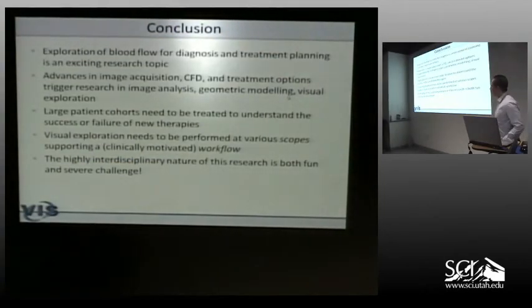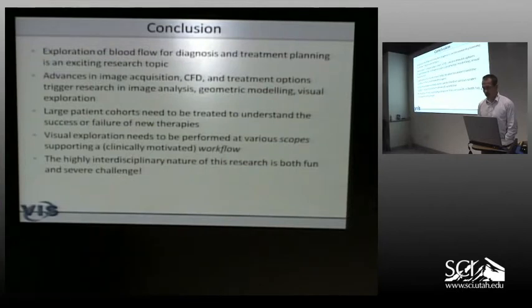Yeah, I want to conclude. I hope I could show that the exploration of blood flow is an exciting research topic. It's really something where I have a lot of fun. There are a lot of advances in all the major disciplines which are important for this: image acquisition, computational fluid dynamics, also in the treatment options. So this triggers this research.